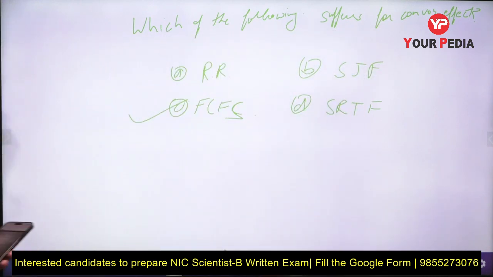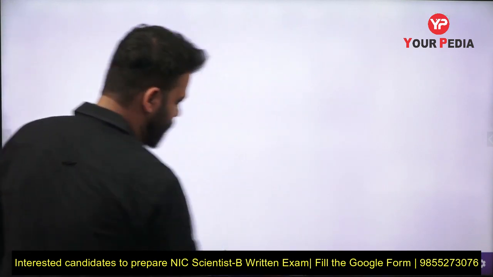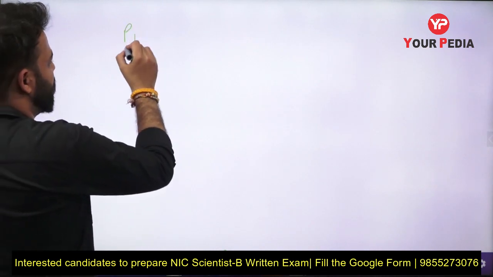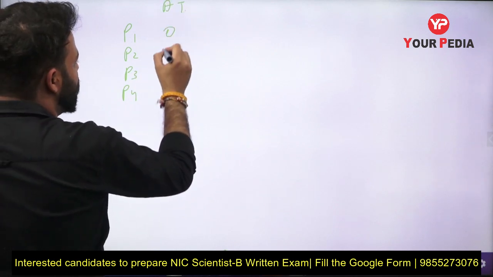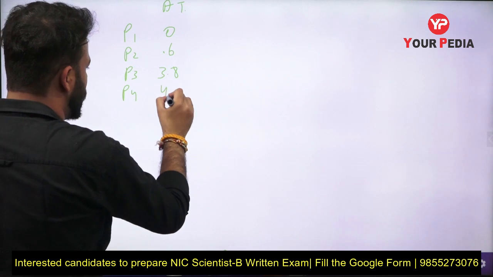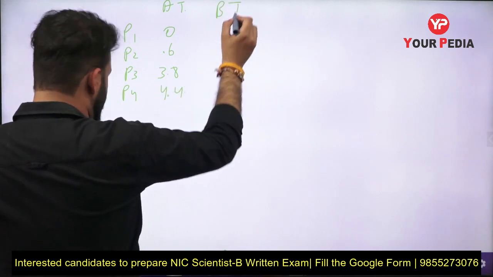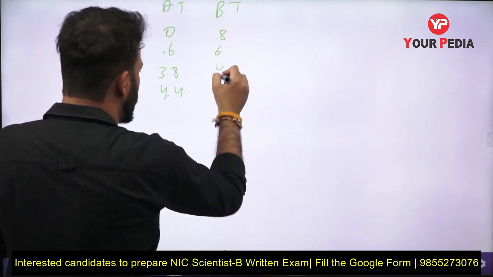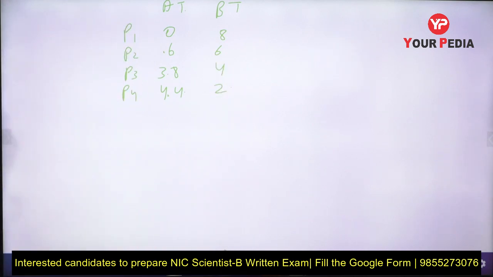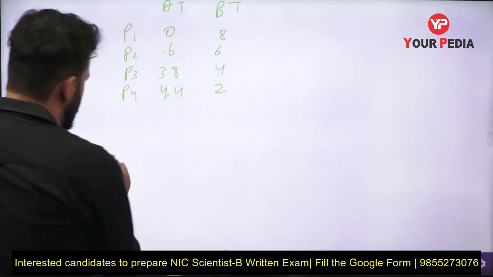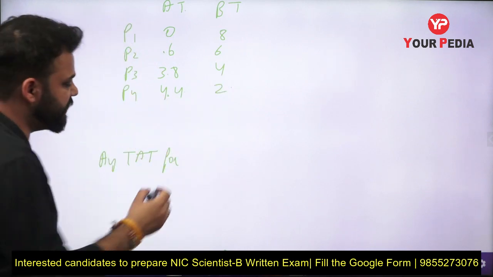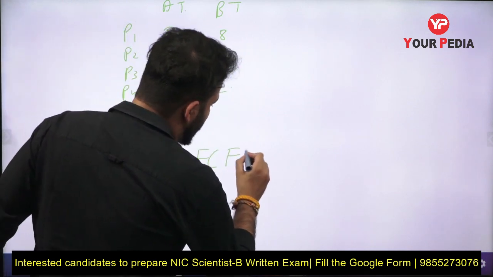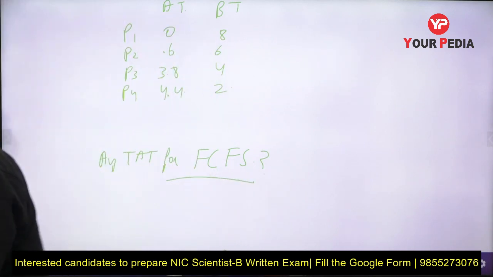Now let's try another question which was asked in the scientist B interview. Consider four processes P1, P2, P3 and P4, with arrival times 0, 0.6, 3.8 and 4.4, and burst times 8, 6, 4, 2. It asks what will be the average turnaround time when you apply the first come first serve algorithm.